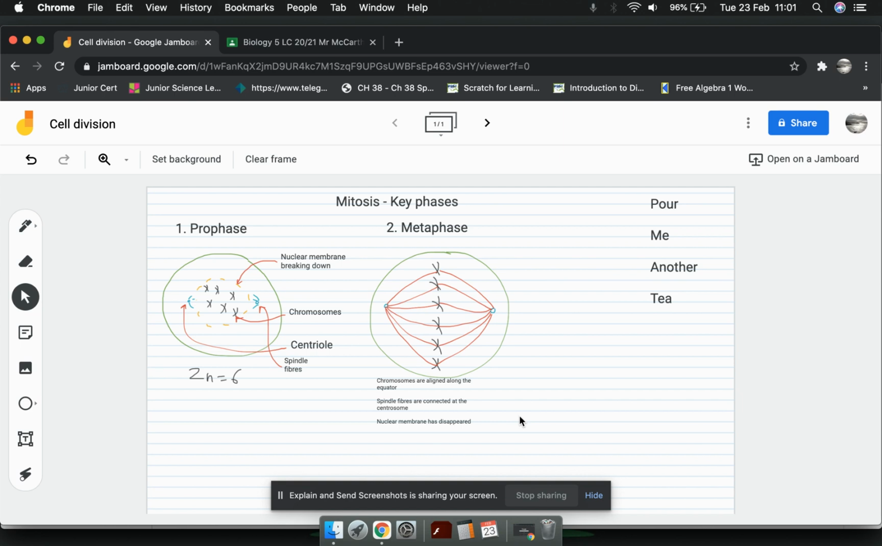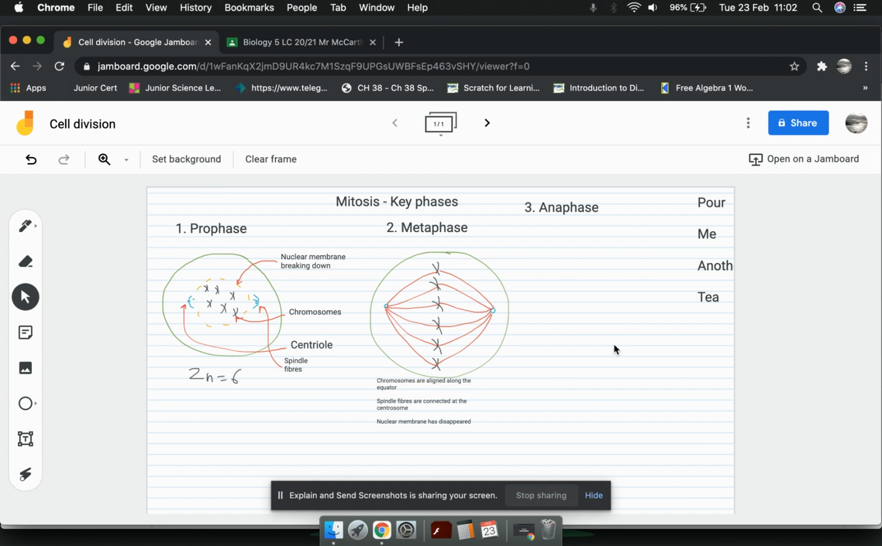Okay. What we want to move on to now is stage 3, which is anaphase. Now, the next stage in anaphase, as I said, the spindle fibers are going to, I just might get rid of this for a second or put it to the side. Right. So the spindle fibers are going to actually pull apart the chromosomes.